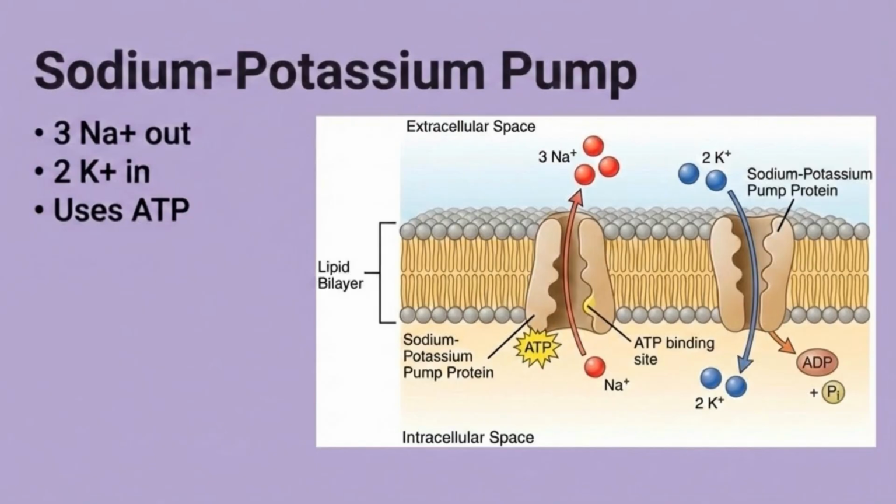A key example of active transport is the sodium-potassium pump. Compared with its surroundings, an animal cell maintains a much higher concentration of potassium ions inside the cell and a much lower concentration of sodium ions. The plasma membrane preserves these gradients by pumping sodium out of the cell and potassium into the cell. This process requires ATP and is essential for maintaining proper cellular function.